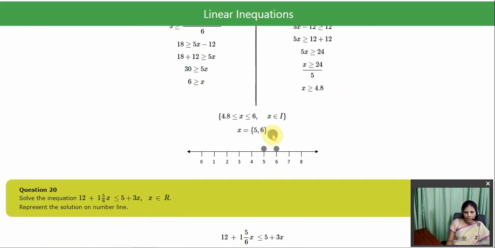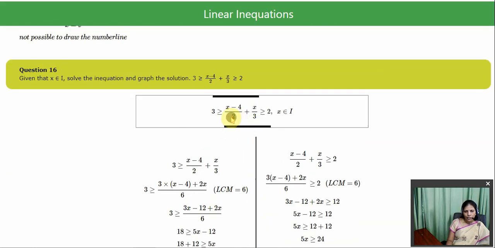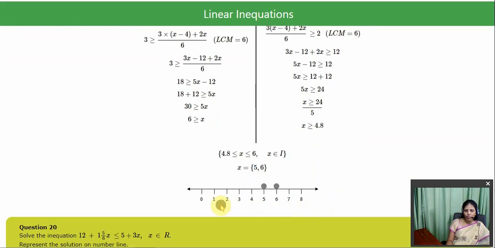Now this 5 comma 6 we need to represent on the number line by plotting it on 5 and 6. Right? Clear? So here in the question they gave the two inequalities. For our convenience, we are taking them separately, solving them, and combining both the inequalities together here and representing the solution in the set bracket. In roster method you have to show the solution and then you need to represent it on the number line. Clear?